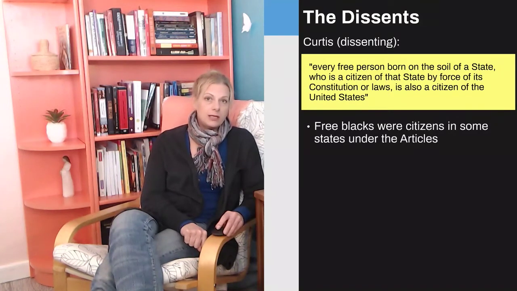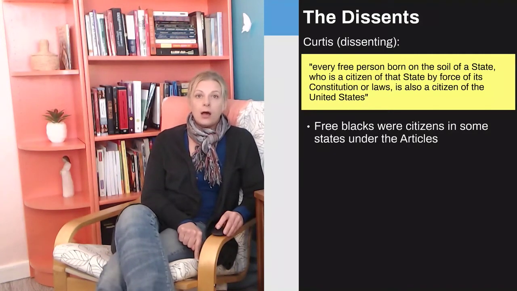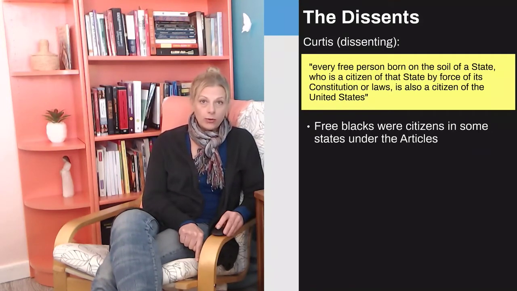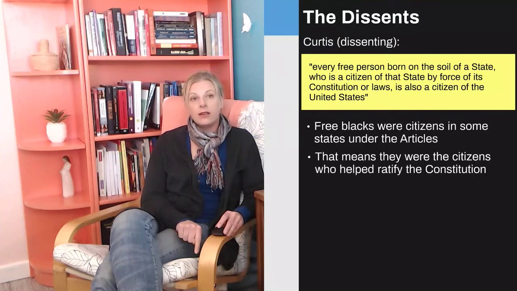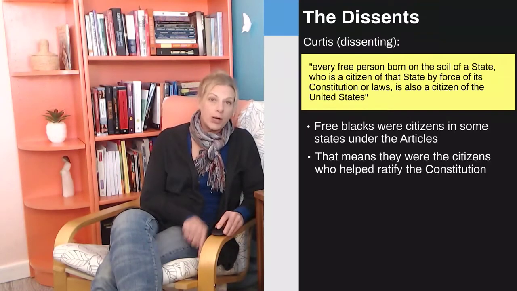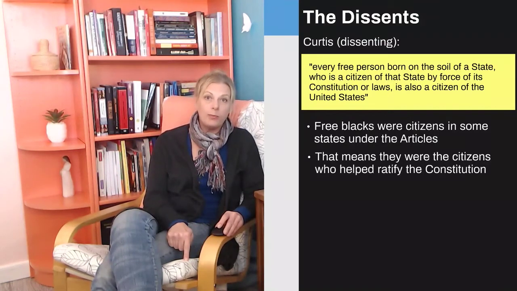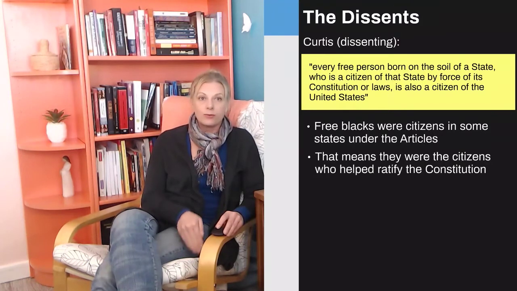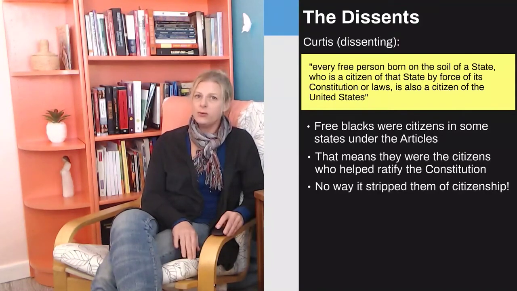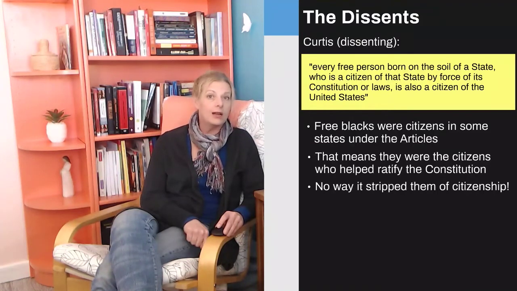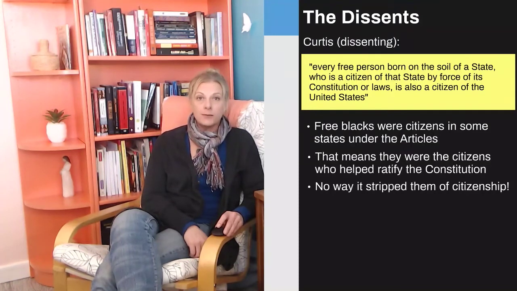He also lays out this really interesting argument that, look, there were Black people in America who were free, and they were citizens in some states under the Articles of Confederation. What this means is that they were citizens during the process of ratifying the Constitution. So they were part of this group of people. They were part of the group of citizens ratifying this instrument. And so he says it would be very, very strange if the Constitution that these people ratified stripped those very people of their own citizenship. So he dissents on this citizenship question completely.